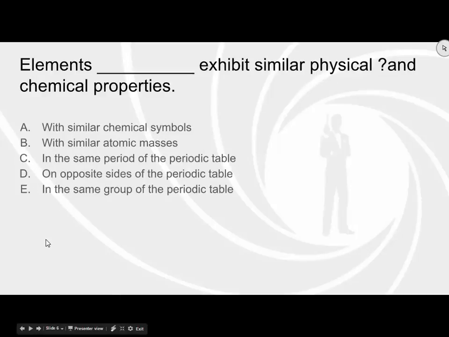Next question. Elements blank exhibit similar physical and chemical properties. Is it A, elements with similar chemical symbols, B, elements with similar atomic masses, C, elements in the same period of the periodic table, D, elements on the opposite sides of the periodic table, or E, elements in the same group on the periodic table? The answer should be E. Elements in the same group, remember groups are your columns, are going to have similar physical and chemical properties.